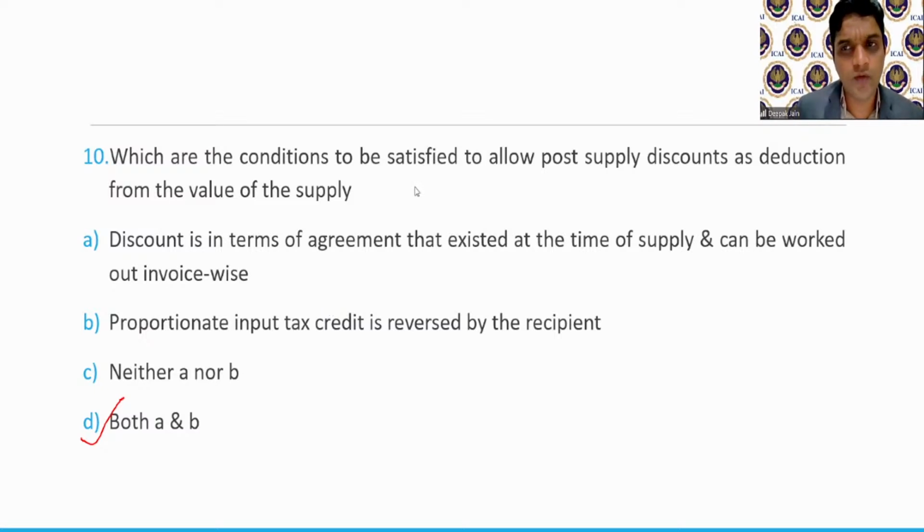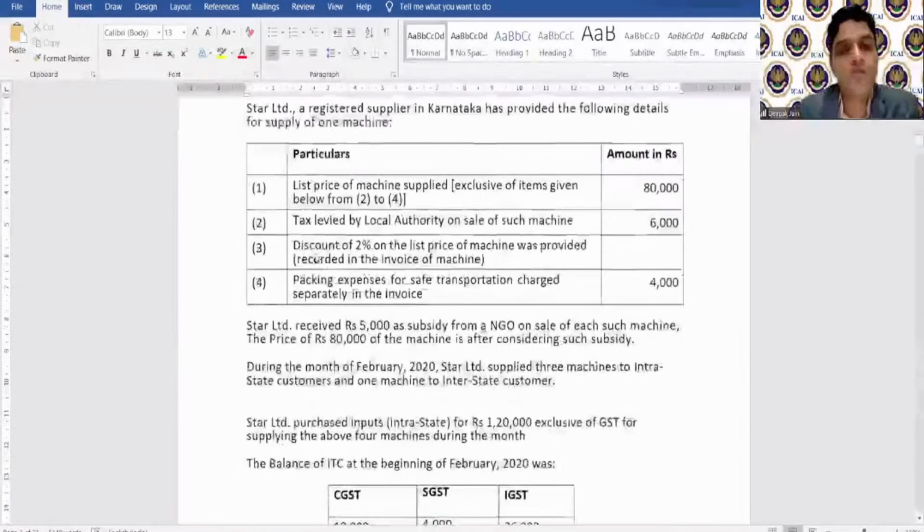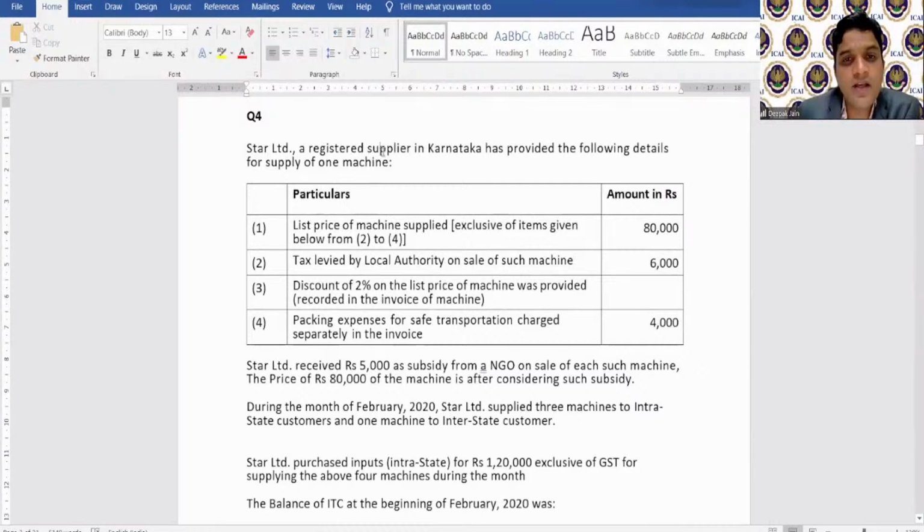Now, a few MCQ questions. Okay. Question number 4 says Star Limited is a registered supplier in Karnataka, has provided the following details for supply of one machine. Okay, what is the price for one machine?